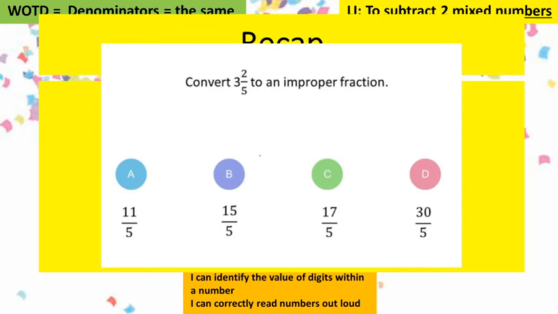Convert 3 2/5 to an improper fraction. So we've got 3 wholes, how many fifths in 1 whole, and then add 2/5 at the end. So remember our method, which was actually, give a little pause and then I'll talk through it. So do you think it is A, 11/5, B, 15/5, C, 17/5, or D, 30/5?